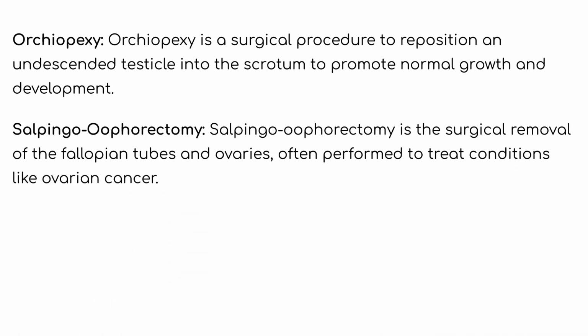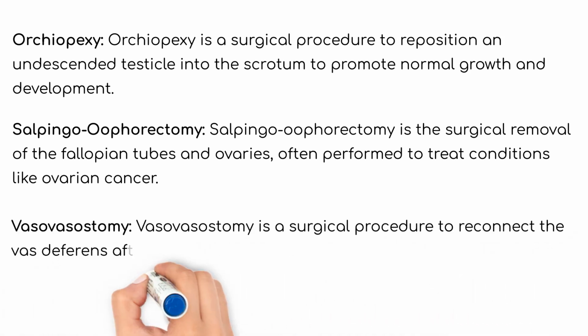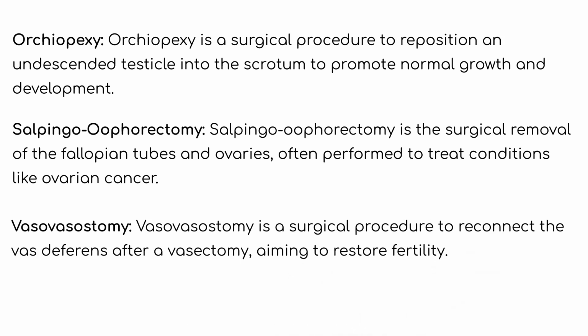Salpingo-oophorectomy. Salpingo-oophorectomy is a surgical removal of the fallopian tubes and ovaries, often performed to treat conditions like ovarian cancer. Vasovasostomy. Vasovasostomy is a surgical procedure to reconnect the vas deferens after a vasectomy, aiming to restore fertility.